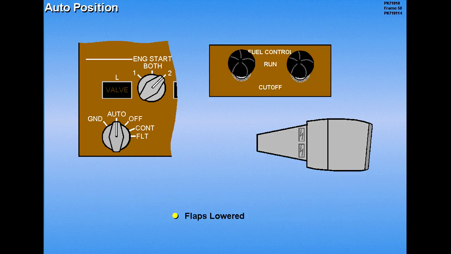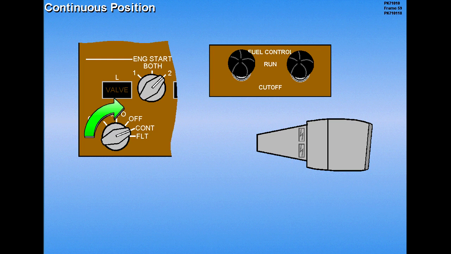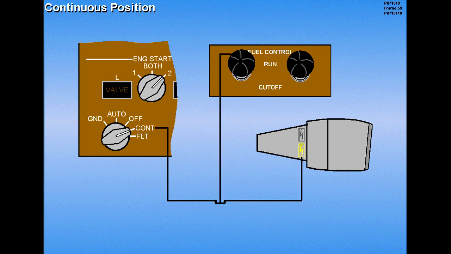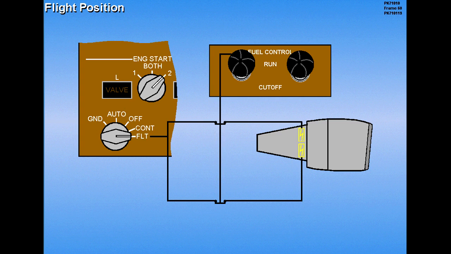In the auto position, if the flaps are out of the up position or engine anti-ice is on, the selected igniter operates continuously. Selecting the continuous position provides continuous ignition to the selected igniter. The flight position provides ignition to both igniters, no matter which igniter is selected.